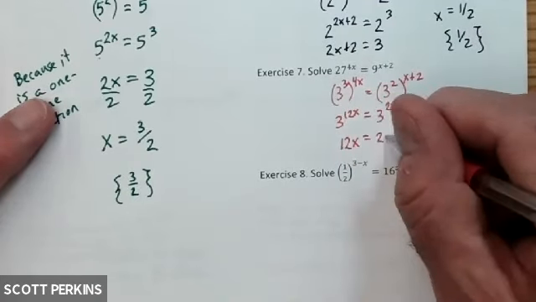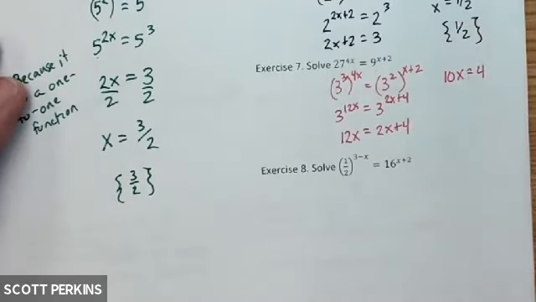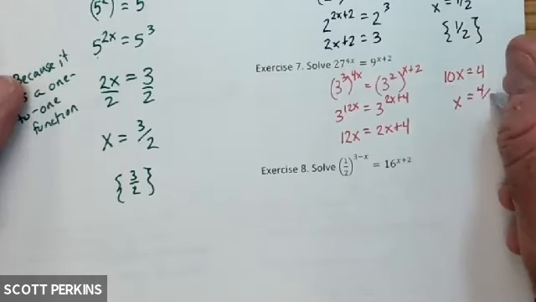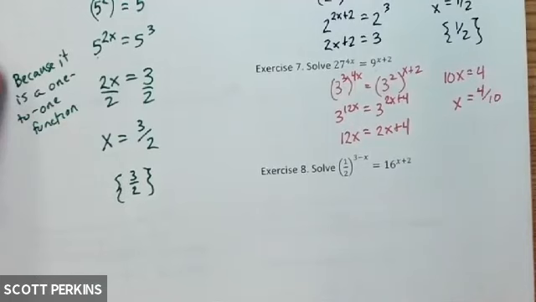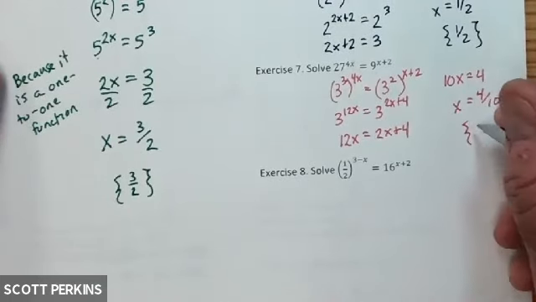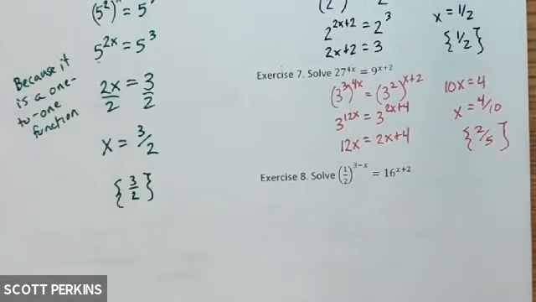I'm first going to subtract 2x from both sides of this. So when I do that, I've got 10x is equal to 4. And then I'm going to divide both sides by 10 and get x is equal to 4 over 10. If you love decimals, make it a decimal. Be my guest on that. I'm just going to reduce this fraction. So my solution is going to be 2 over 5. And there's the answer to that problem.